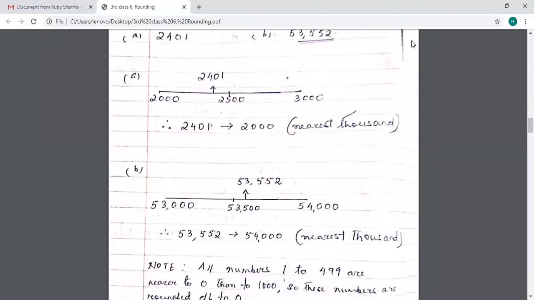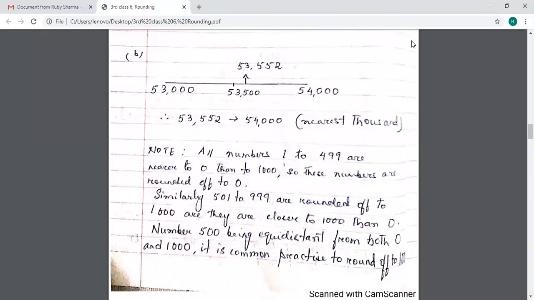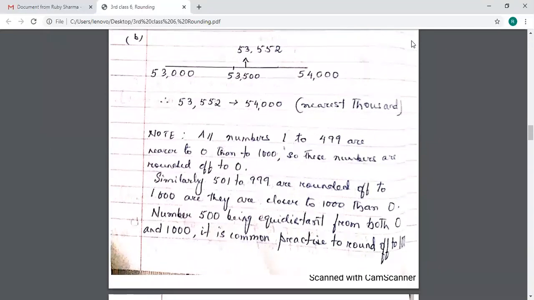53,552, number B. So here, what do we check? We are going to check between which thousands 53,552 lies. So it is 53,000 and 54,000. And we find the midpoint. And we find that 53,552 is closer to 54,000. Hence, it is rounded off to that.